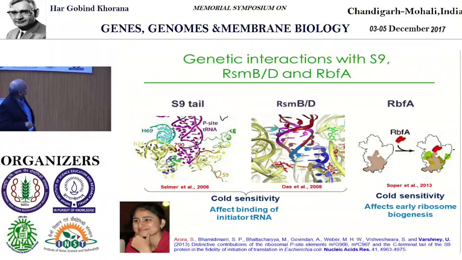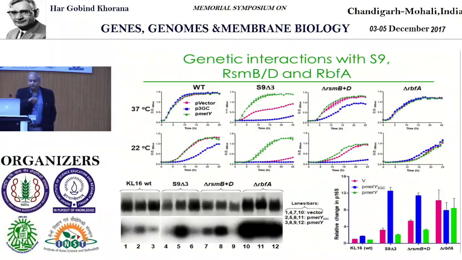So if we lose these methylations and lose the C-terminal tail of the S9 protein, by the way, the three amino acids of this S9 tail, SKR, are highly conserved. When she deletes this, she finds that again there is compromise in initiator tRNA binding, and in fact there is cold sensitivity. We didn't connect it at that time, but Sunil looked at it, and he decided that he will try to combine his 3GC mutation with these mutations, and also with RBFA, which is a bona fide ribosome biogenesis factor. And this is what he found.